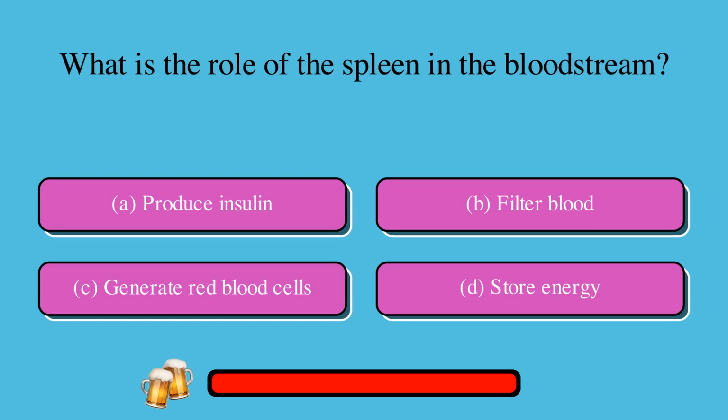What is the role of the spleen in the bloodstream? A, produce insulin, or B, filter blood, or C, generate red blood cells, or D, store energy? The correct answer is B, filter blood.